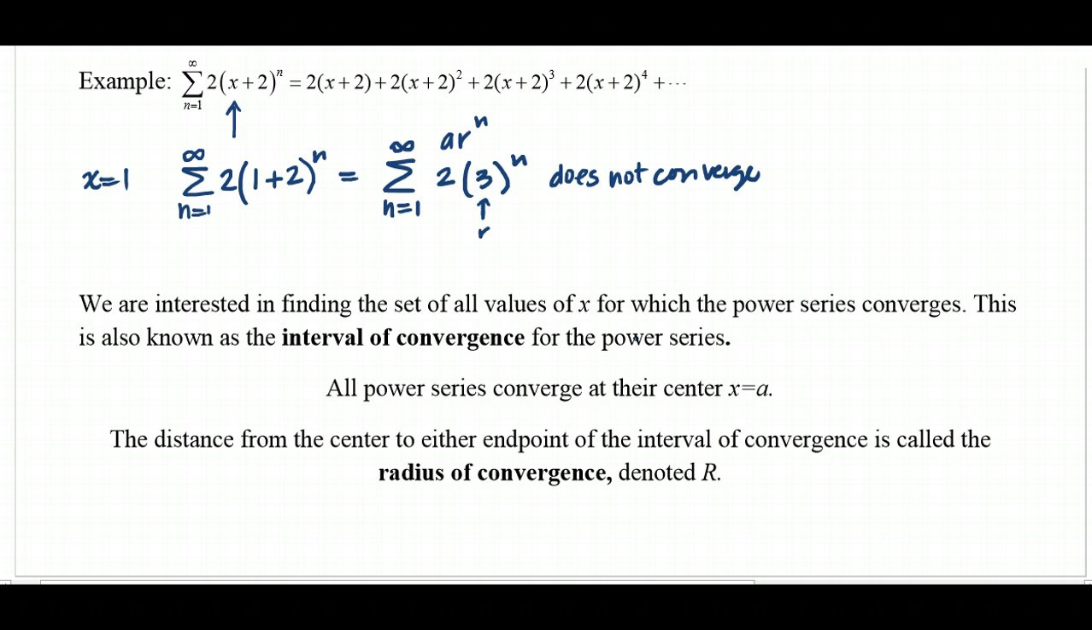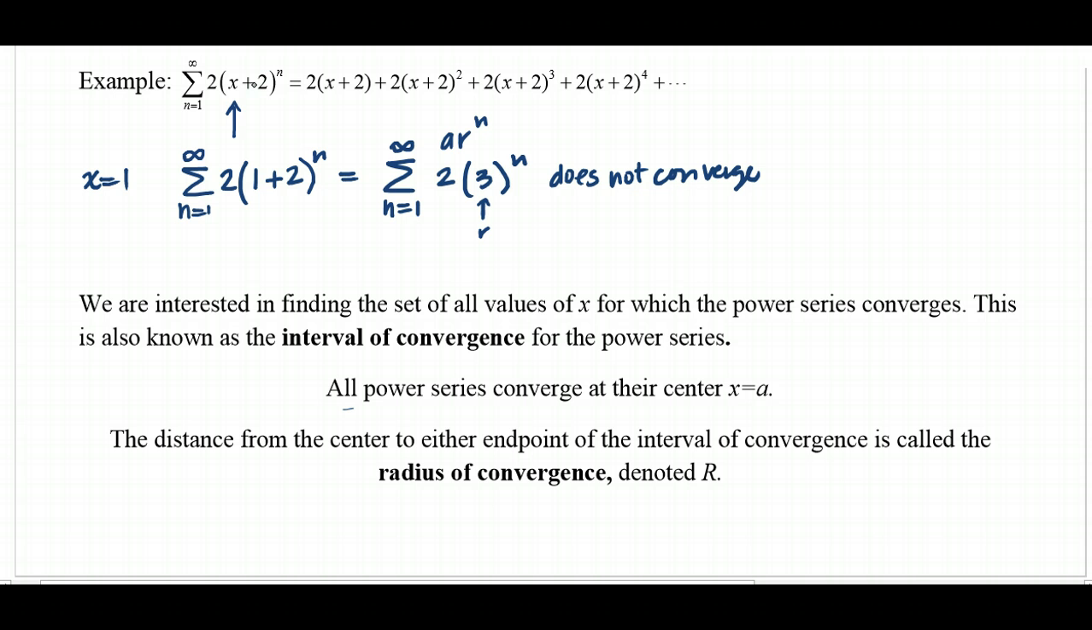So our goal is going to be to find what x values do make this thing work. What x values are going to allow the original series to converge? And that's going to help us figure out where this power series actually matches the graph of that original function. So that's the goal, what we're trying to find: where is this a good approximation for the original function? It's important to know all power series converge at their center, x equals a.